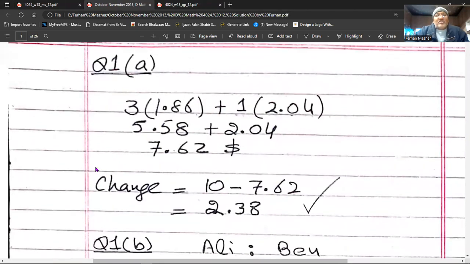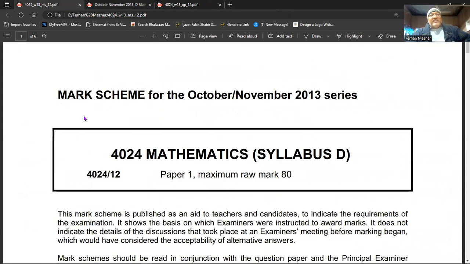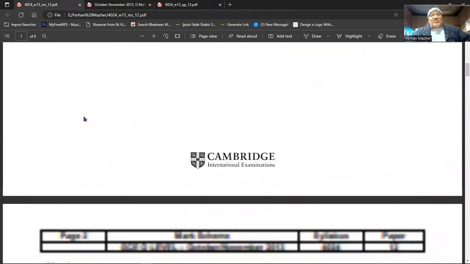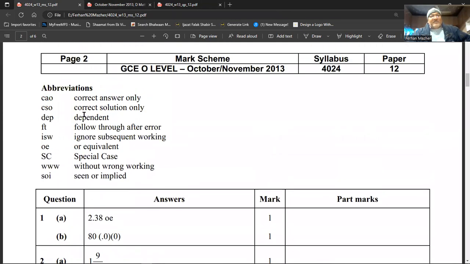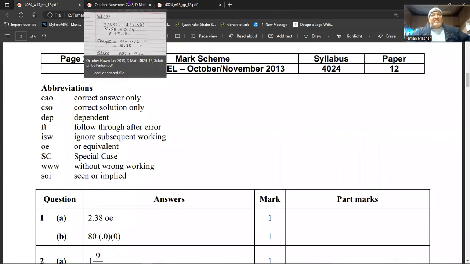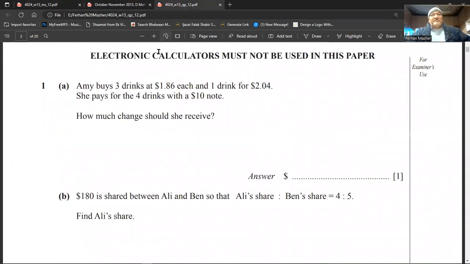Okay. So 3 multiply 1.86, that will be 5.58, plus 1 multiply 2.04, that will be 2.04. So 5.58 plus 2.04, that will be $7.62, and the change will be 10 minus 7.62, that will be 2.38. So let's check. The marking scheme says $2.38. So our answer is right.